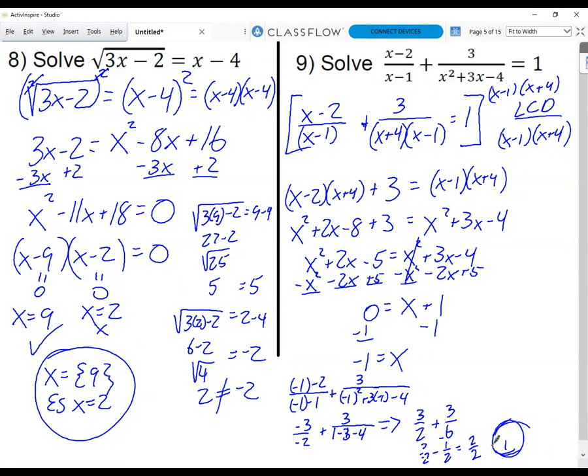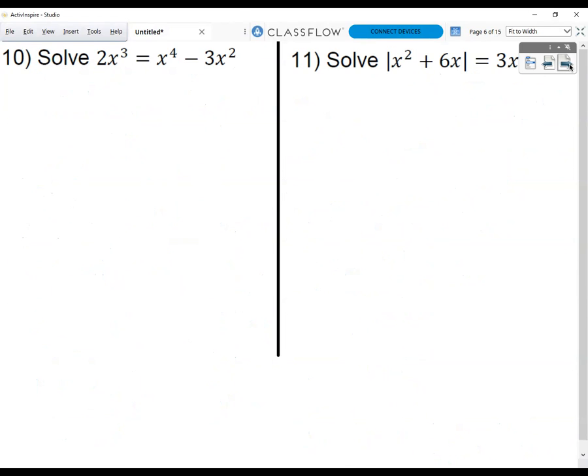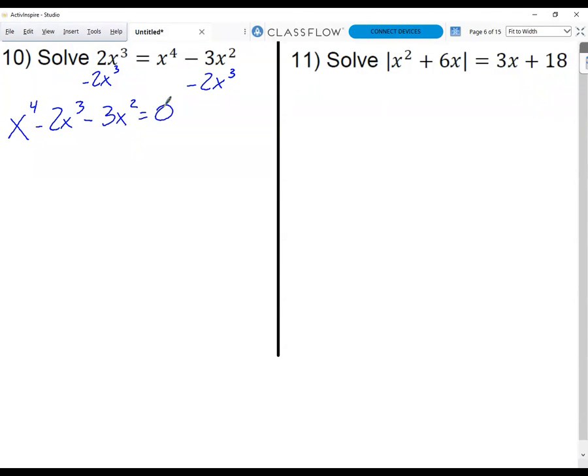All right, number 10. Now we've gotten through that. 2x cubed equals x to the 4th minus 3x squared. So this one, we're going to move the 2x cubed to the other side of the equation. It doesn't matter where we put it. And what we're going to have is x to the 4th minus 2x cubed minus 3x squared equals 0.